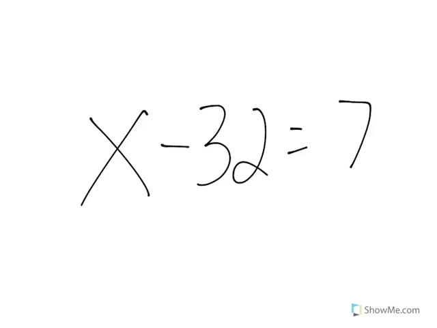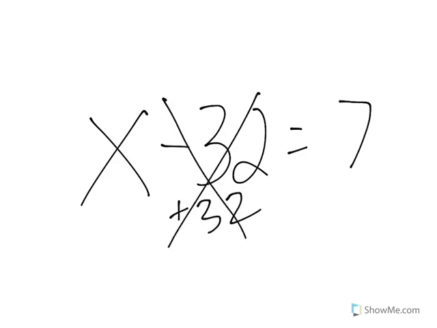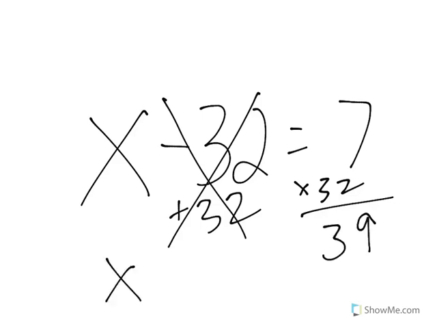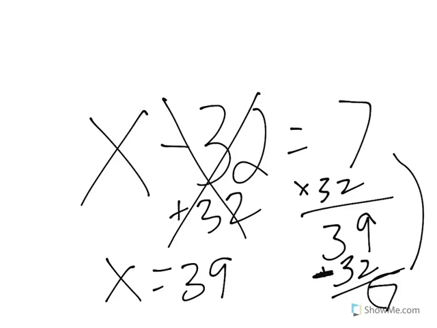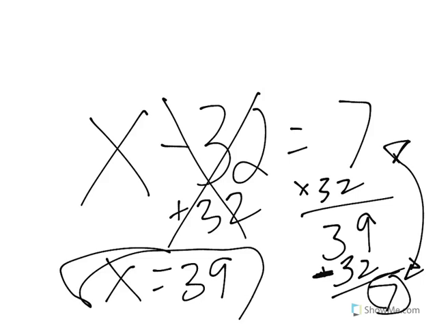Okay, so what you could have done here is plus 32. That crosses out, so you do it to the other side, plus 32. And that's going to give us 39. So x is equal to 39. Now we double check it. 39 minus 32, is that equal to 7? Yes, it is. So that matches. So we know that x is equal to 39. That's all there is to it. Pretty easy, right?